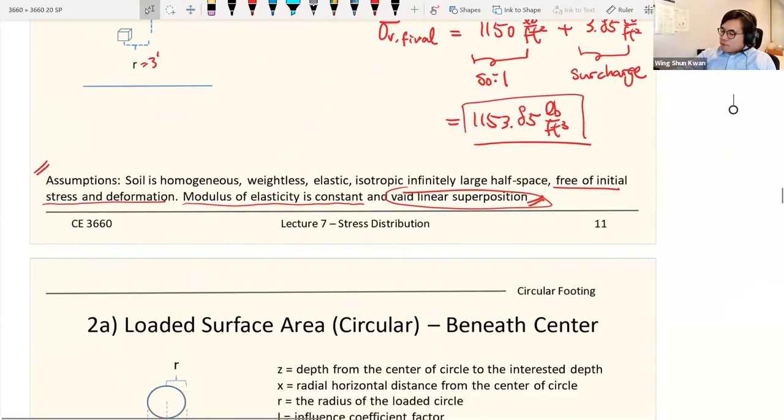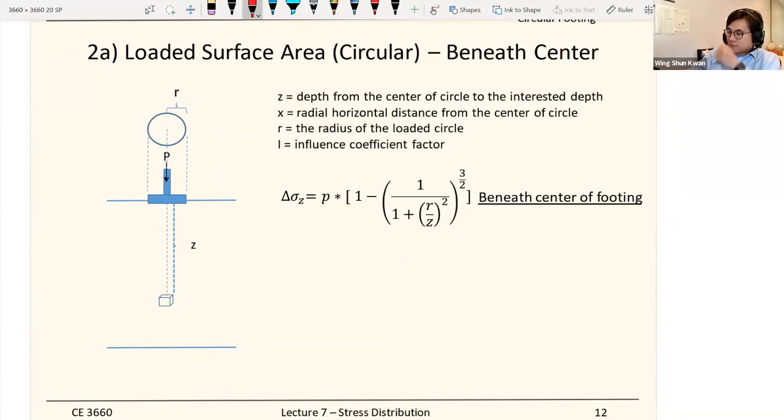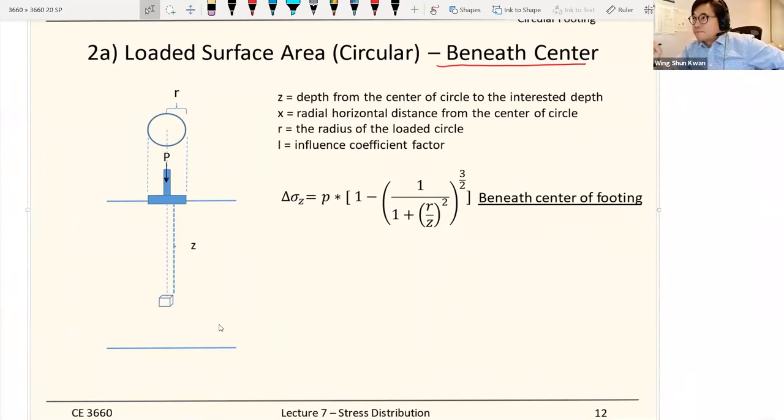Next step is we move on to our circular foundations, and I think we'll start to get a little bit more complicated. So the next design scenario here is our circular footings, and there are two conditions right here. First is we look at the conditions underneath the center of your foundations. For circular footings, we have two cases. We look at the stress underneath the center of the footings. This is our case number one. So we just look at this line.